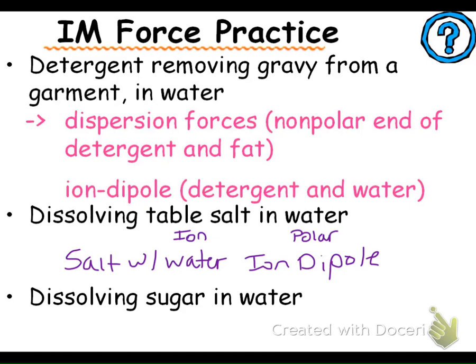I know that sugar, however, is a polar molecule, and I know that water is a polar molecule. So my next intermolecular force is a dipole-dipole, and because both of these are polar molecules, this is a dipole-dipole intermolecular force.